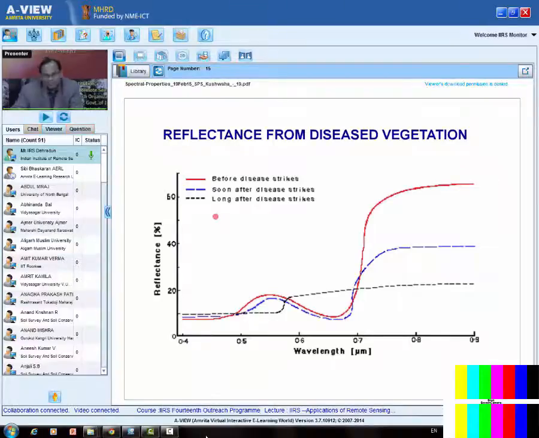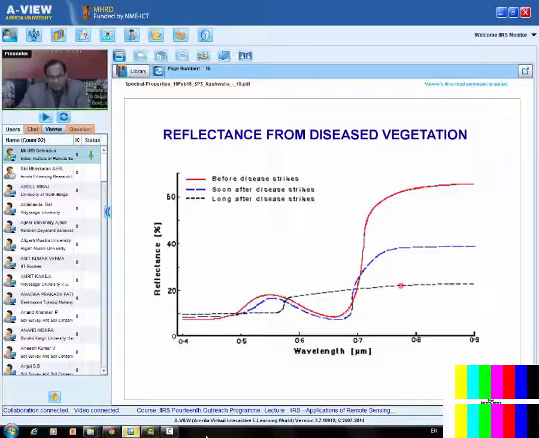Here is the case from the diseased vegetation. Of course, you can see the healthy one first, and then you can see the green one soon after the disease has set in, and of course the last one long after the disease has set in, and you see the green reflectance has disappeared. Red absorption for photosynthesis is no more there, and the leaf structure is totally modified because the plant or vegetation is diseased.